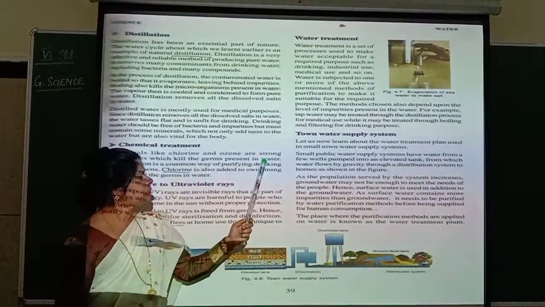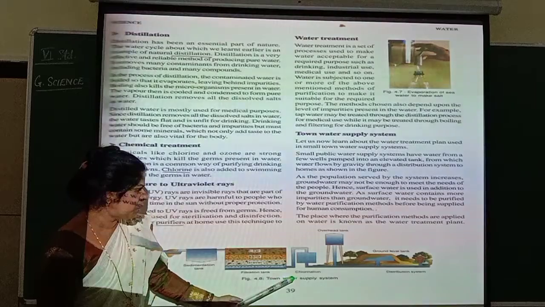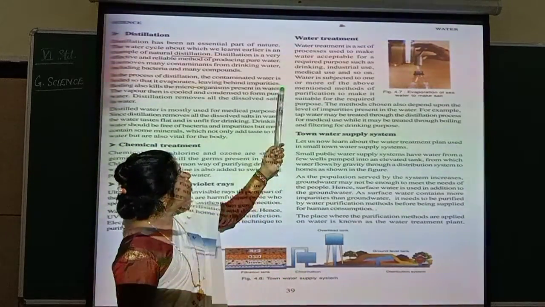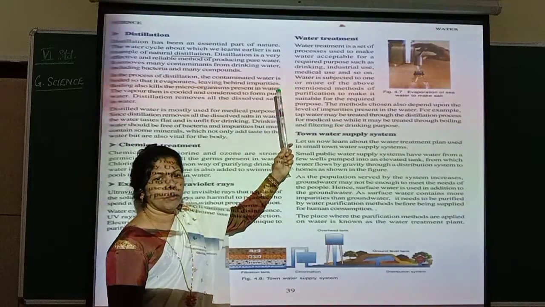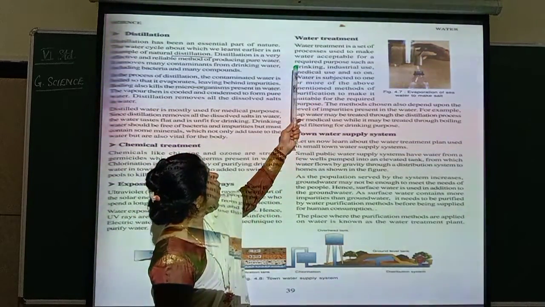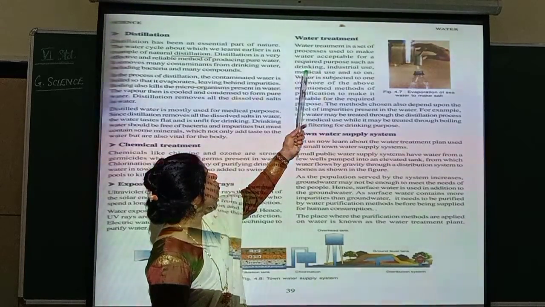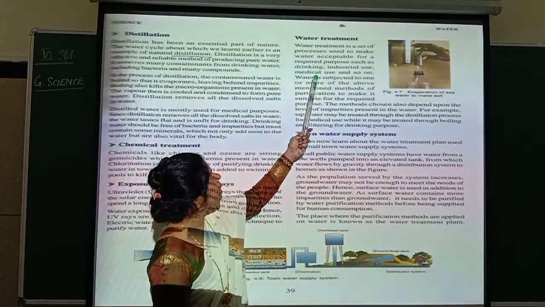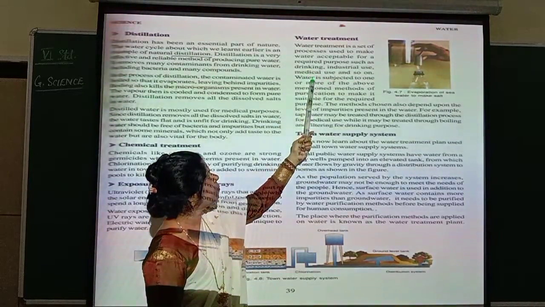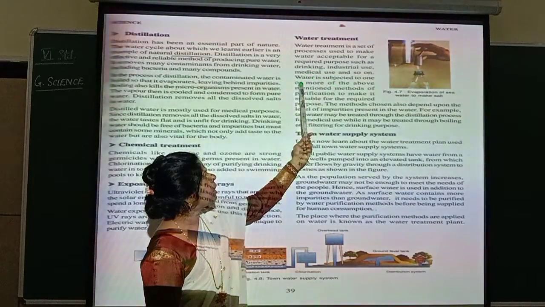Now here they have given the town water supply system. Water supply, okay, that is next. Water treatment: how to treat the water with disinfectants. So you can see here, water treatment is a set of processes used to make water acceptable for a required purpose, such as drinking, industrial use, medical use, and so on.